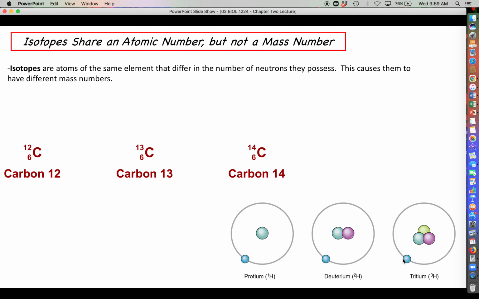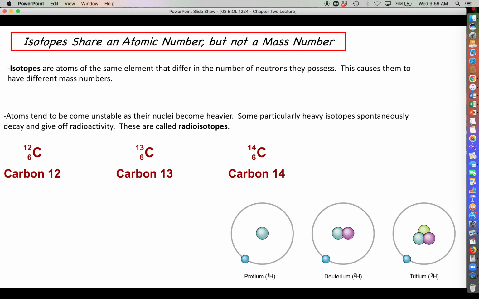So you can see in both the cases of carbon and hydrogen, we have 3 different types of isotopes, and literally the only thing they have different compared to each other is the number of neutrons they have. The interesting thing about isotopes is that as atoms become heavier and heavier, meaning that as atoms start taking on more and more neutrons, atoms tend to become unstable. When you're dealing with particularly heavy isotopes, meaning the ones that have the greatest number of neutrons, they tend to spontaneously decay. And those are what we call radioisotopes because they tend to give off detectable radiation.